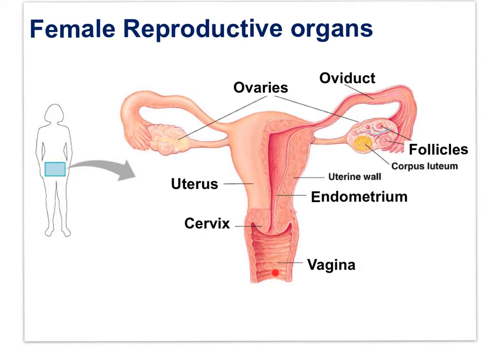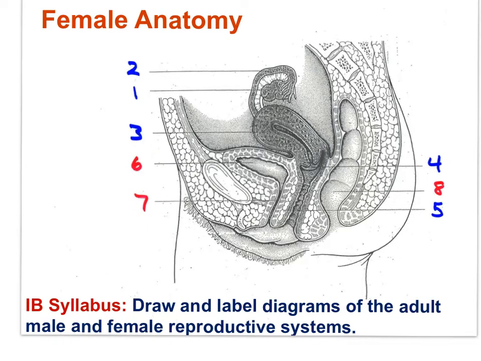Sperm must move from the vagina through the cervix and then into the uterus, and then into the oviduct to reach the egg. One last note, the follicle is the structure that develops and releases an egg into the oviduct once per month. Here's the relevant syllabus statement. Draw and label diagrams of the adult male and female reproductive systems.